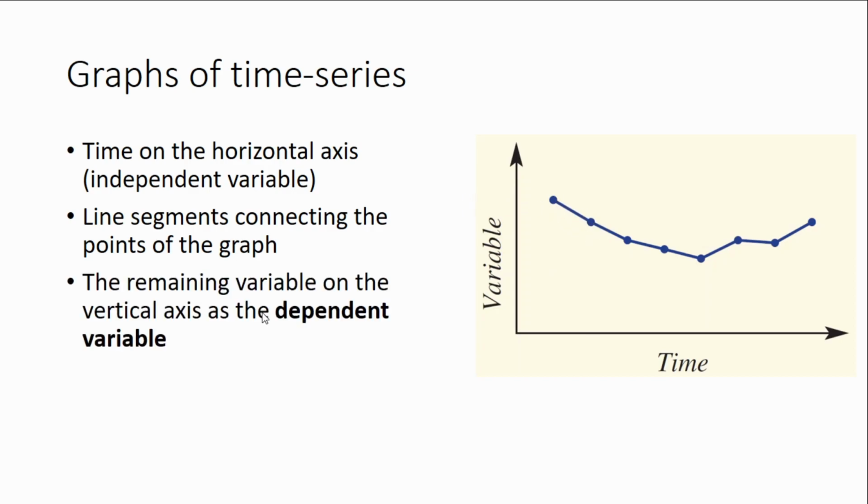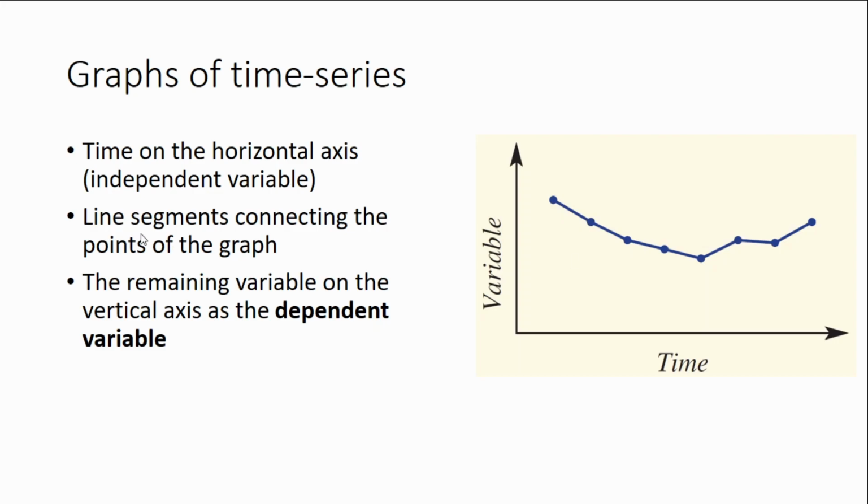And our last main point is that the remaining variable, otherwise known as the dependent variable, will always be on the y-axis there, going up and down. So once again, key points: time on the horizontal, the other variable going up and down on the vertical, and make sure all the dots are connected with a line there.